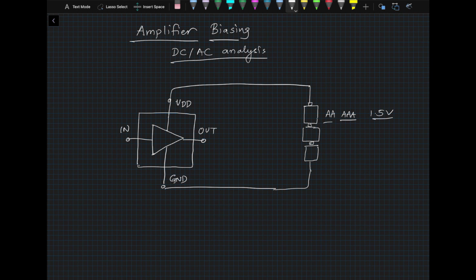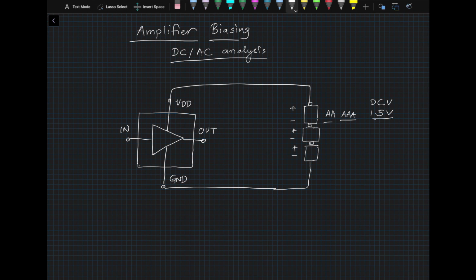I'm just emphasizing that you must know what voltage each battery provides. This is 1.5 volts DC. All right, so in this particular case, we have plus minus, plus minus, plus minus. So this is 4.5 volts we are applying.